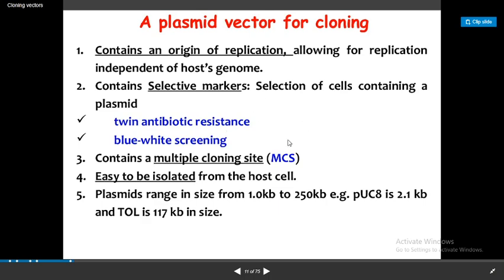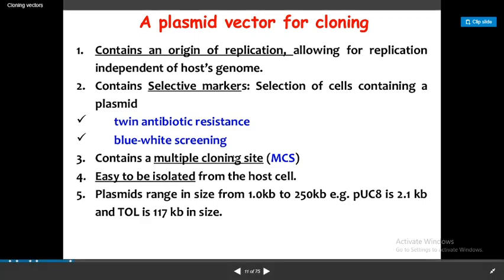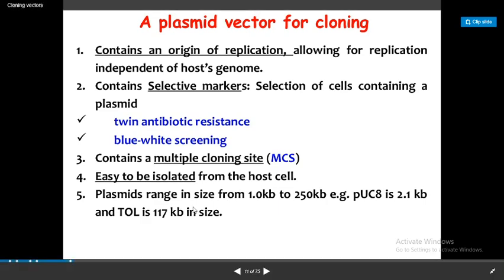This plasmid contains multiple cloning sites. As I have told you, you can place your foreign DNA in different parts. There are different cloning sites for it: you can place your gene on the left side or on the right side. So there are a lot of multiple cloning sites. As I told in the advantages, you can easily isolate it from the host cell. What is the size of a plasmid? It ranges from 1 kilo base pair to 250 kilo base pairs.